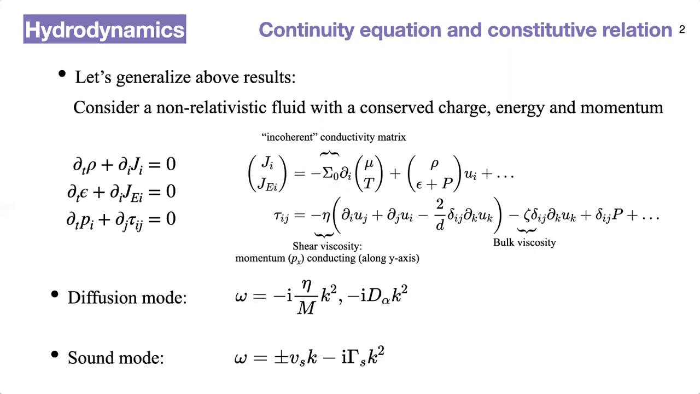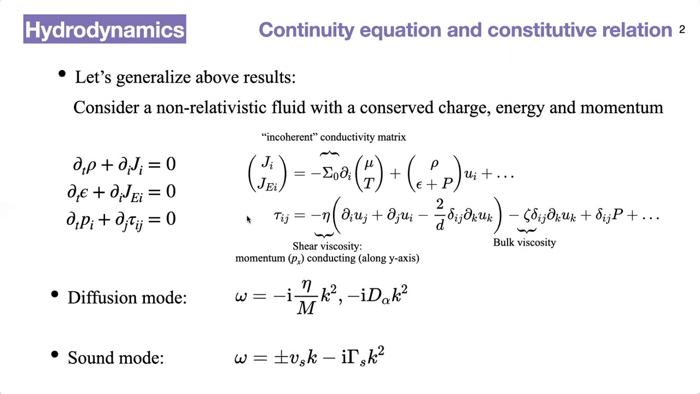Okay, so from this hydrodynamic equation, routinely we can linearize these equations about the equilibrium and get the diffusion modes and sound mode. So here I show you the two diffusion modes. The first one is from the transverse channel, and as expected, it's from the shear viscosity. And the second one is from the longitudinal channel, and it's caused by the incoherent conductivity.